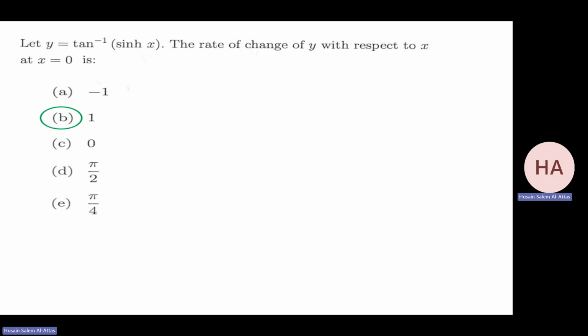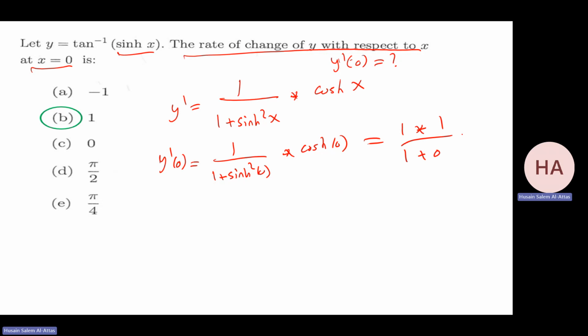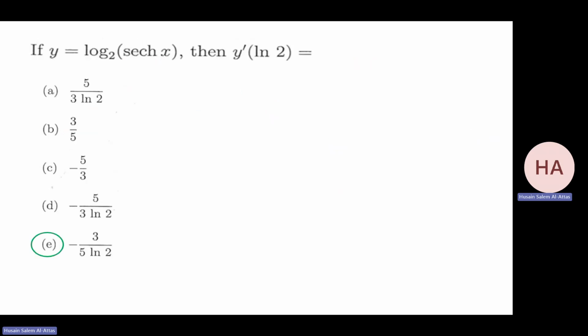Okay, y equals tan inverse of sine hyperbolic x. They want y prime at 0. So I'll find y prime. That will be 1 over 1 plus sine hyperbolic squared, times the derivative of this, which is cosine hyperbolic x. What will be y prime at 0? It will be 1 over 1 plus sine hyperbolic squared at 0, times cosine hyperbolic at 0. I know this is 1 times 1 over 1 plus 0. That will be 1, and that will be my answer.